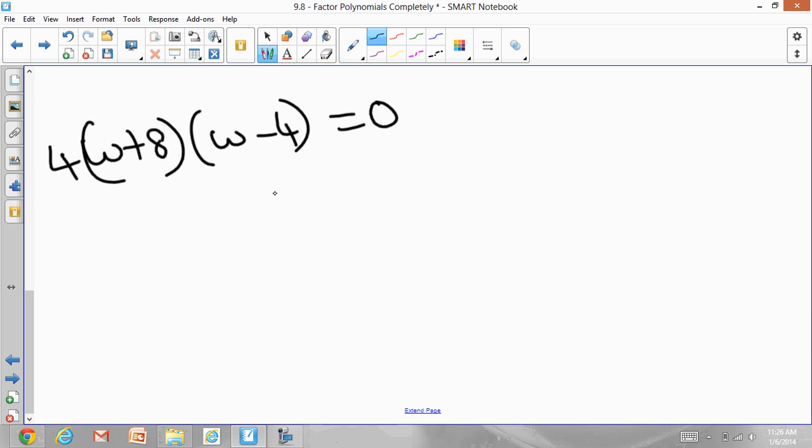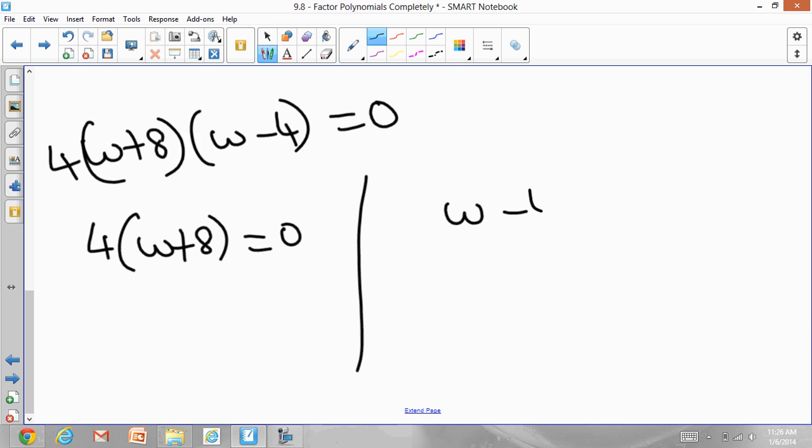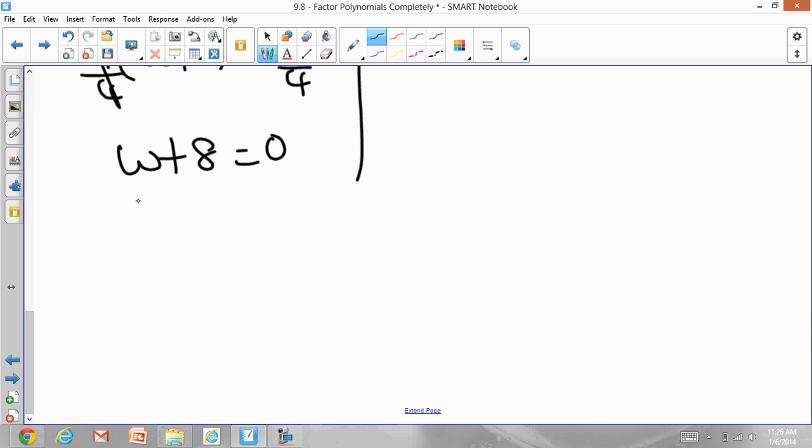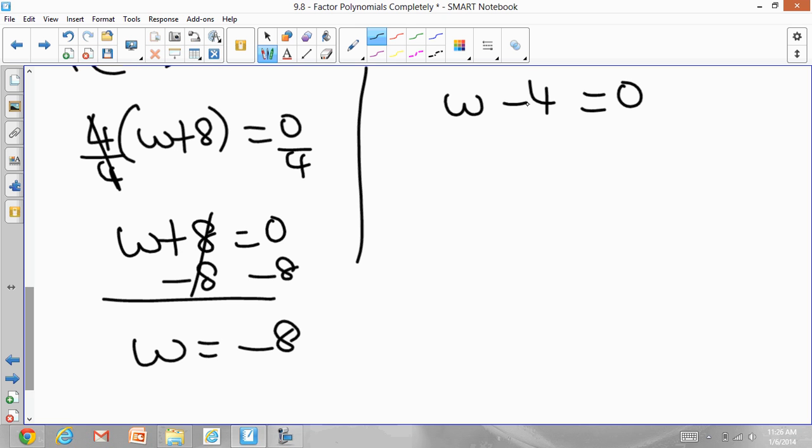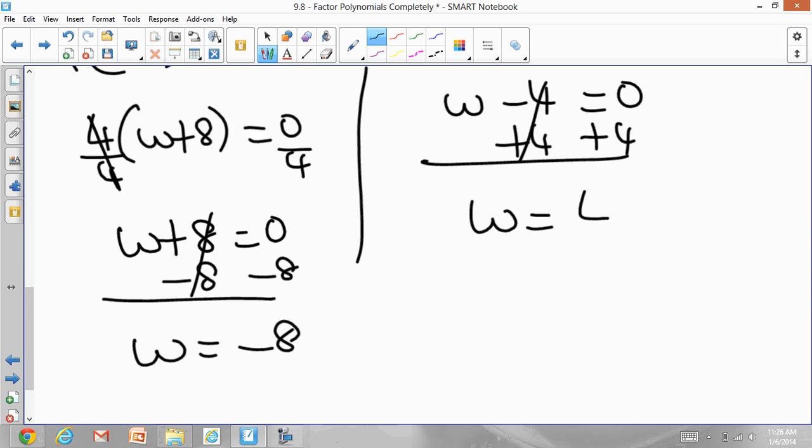So now you need to solve what w is. I'm going to break it apart as w plus 8 equals 0, and w minus 4 is equal to 0. So divide by 4. On the left side, you get w plus 8 is equal to 0, minus 8 on both sides. So you get w equals minus 8. Now go to the right side. Plus 4 on both sides. This is your one-step equation. So you get w equals 4. So now you've got two options. You can either have w equals negative 8 or w equals 4.